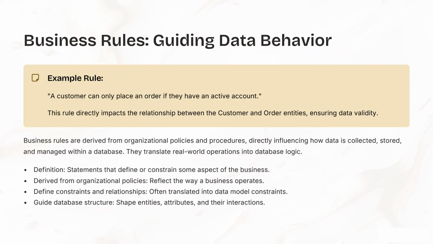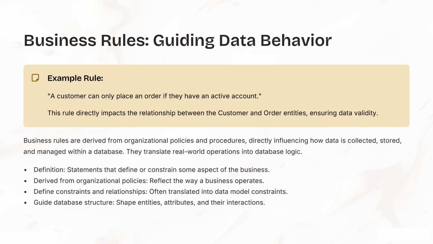Business rules guiding the data behavior are derived from organizational policies and procedures, directly influencing how data will be collected, stored and managed within a database. They are statements that define or constrain some aspects of business and reflect the way the business operates. They often translate into data model constraints. So they guide the database structure, shaping entities, attributes and their interactions.